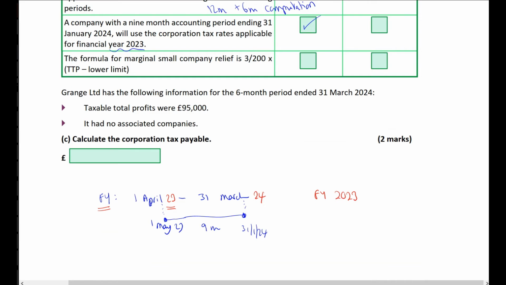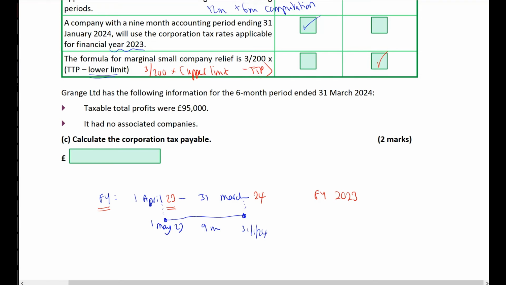Let's just check this one again. This one says TTP minus lower limit. So along the right lines, some of it's right, but no, that is incorrect. So use the formula sheet to help you. It should be 3 divided by 200 multiplied by upper limit minus TTP, like that. So not right. So that's one done.